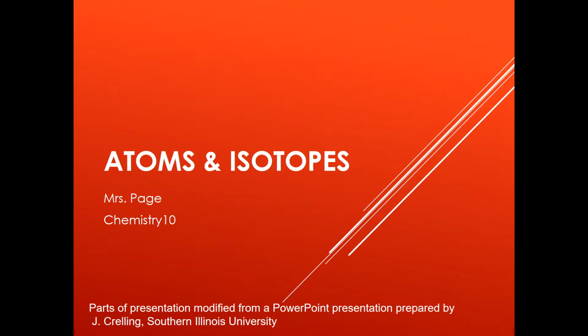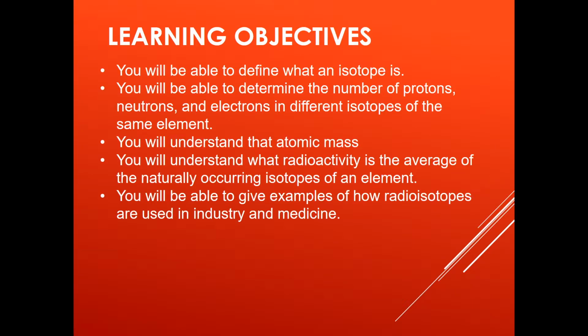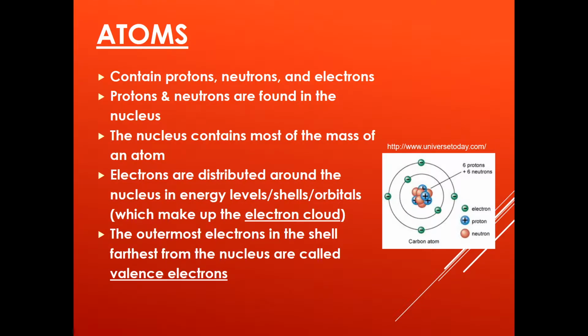So let's look at atoms and isotopes. Atoms contain protons, neutrons, and electrons. Protons and neutrons are found in the nucleus. The nucleus contains most of the mass of an atom. Electrons are distributed around the nucleus in energy levels, shells, and orbitals.